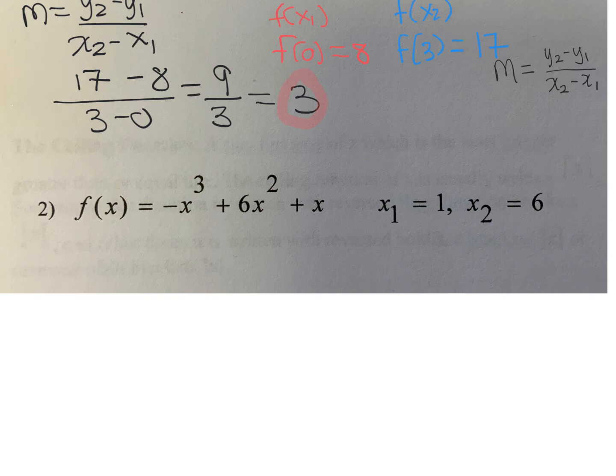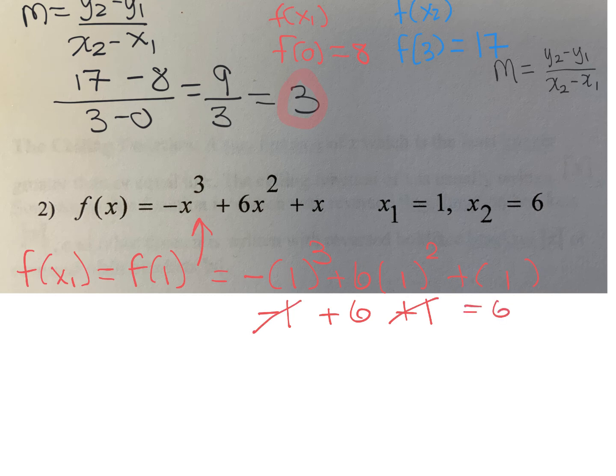First, we're going to have to do what we just did and find my y1 and y2. So f of x1 equals f of 1, and then you plug those in. Negative parentheses cubed plus 6 times parentheses squared plus parentheses. In those parentheses, in this case, I'm plugging in a 1. 1 cubed is 1, and then you make it negative, plus 6 times 1 squared is 1. 6 times 1 is just 6, plus 1. These undo each other, and so the answer here is 6. So y1 equals 6.